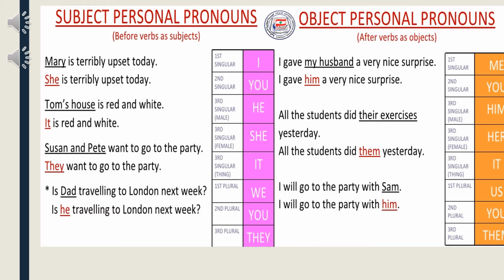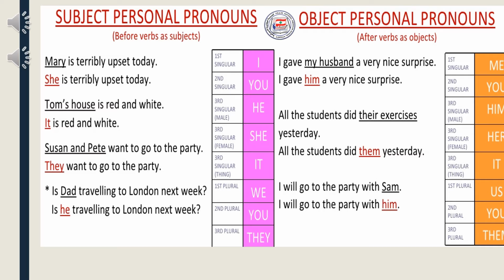Is Dad traveling to London next week? Or is he traveling to London next week? He is the subject pronoun that replaces the noun Dad. Object personal pronouns come after verbs as objects. They are me, you, him, her, it, us, you, and them.